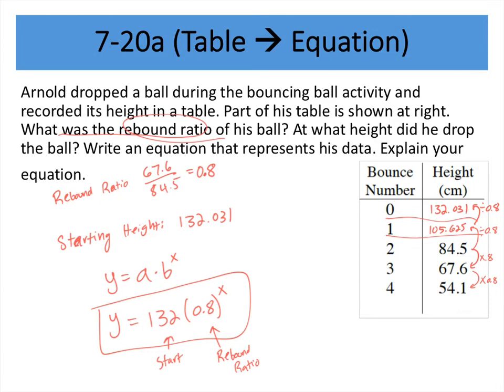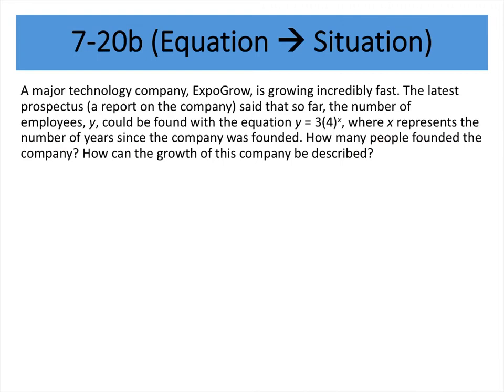Okay, we're going to move on. A major technology company, Expogrow, is growing incredibly fast. The latest prospectus, a report on the company, said that so far the number of employees y could be found with the equation y equals 3 times 4 to the power of x, where x represents the number of years since the company was founded. How many people founded the company? How can the growth of this company be described?